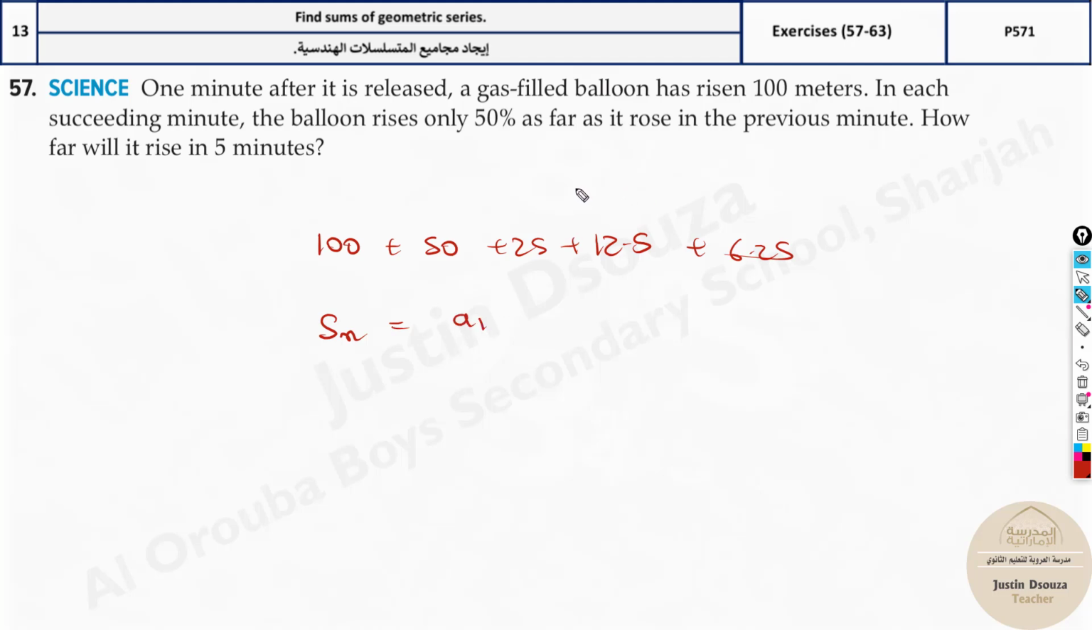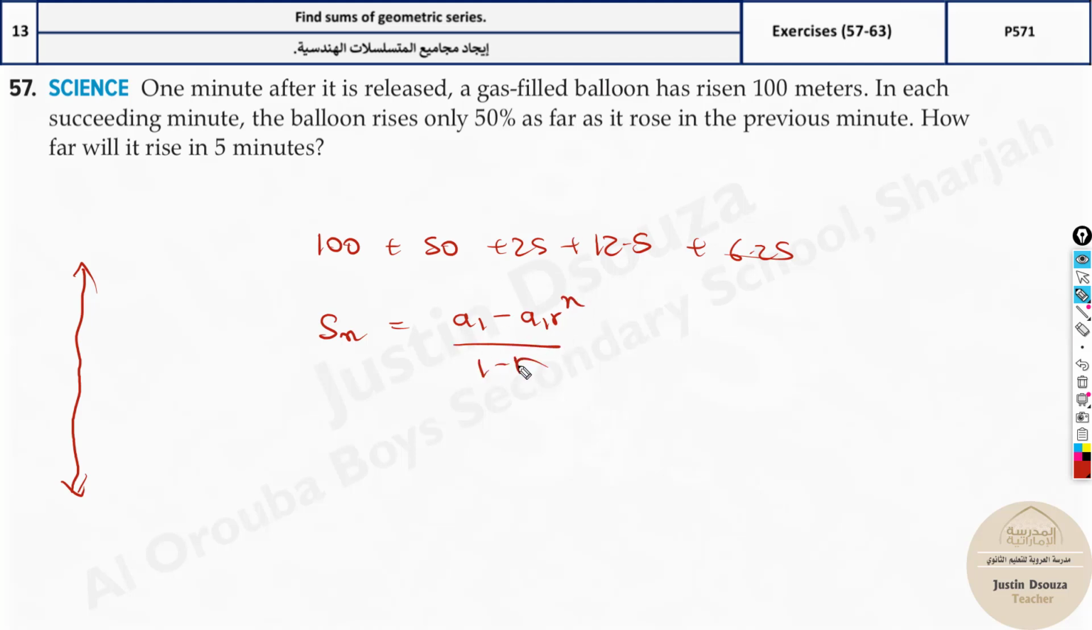Now here, focus here. How far will it rise in 5 minutes? So they want to know, it's going up, right, the balloon. How far? The total distance, that's basically the total distance they want. So we are using the Sn formula: A1 minus A1 r to the power n, divided by 1 minus r.